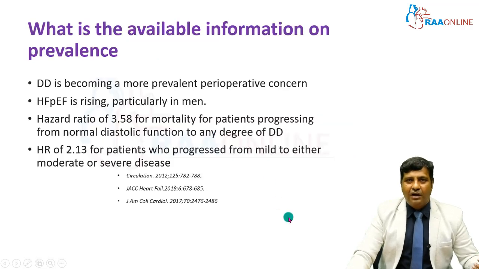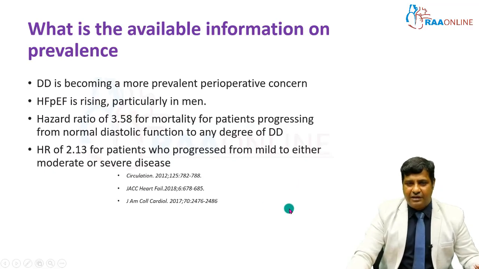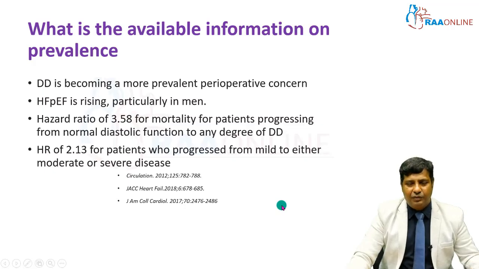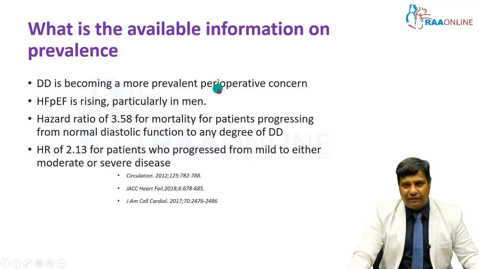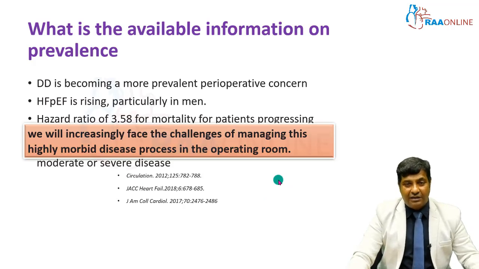Okay. So what information is available on the prevalence? Is it very common now? Yes. Recent research findings clearly show that it is on the rise. Diastolic dysfunction is becoming more prevalent and is going to be a major perioperative concern for us. Not only that, the impact it is going to have on mortality is going to be very high. So basically, we need to understand that we are going to increasingly face the challenges of managing this highly morbid disease in the operating room in the coming years.